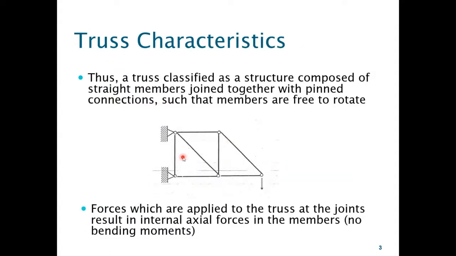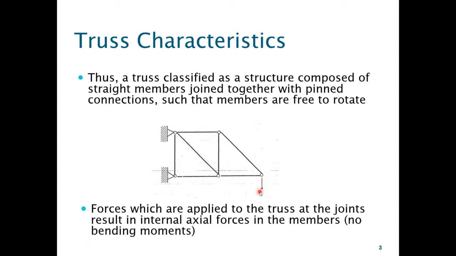Thus, a truss is classified as a structure composed of straight members joined together with pin connections such that members are free to rotate. In the diagram here, we've indicated a pin connection with an open circle, so each of those members is free to rotate relative to each other. Forces applied to the truss, like in this example on the right-hand side, are applied at the joints, and they result in internal forces.